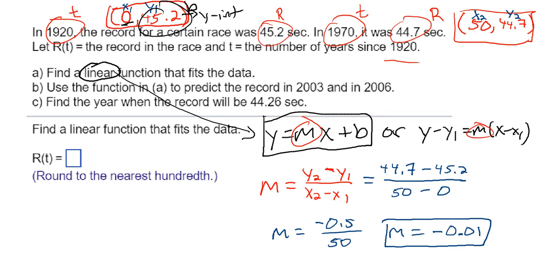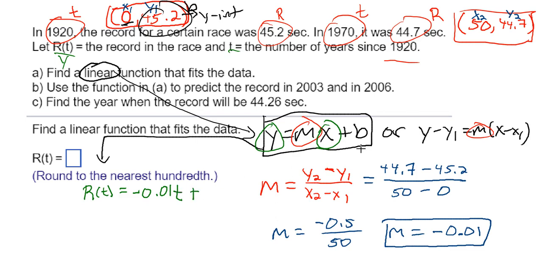The only other change I need to make with this formula is the variables. So instead of y, they want me to call this r of t. So remember, the function notation is always your y variable. So this is going to be r of t equals m, which is negative 0.01. And instead of x, they want me to use my variable. They want my variable to be t. So we'll have t here plus b, which is 45.2. That's my y-intercept. So that's the answer for part A.